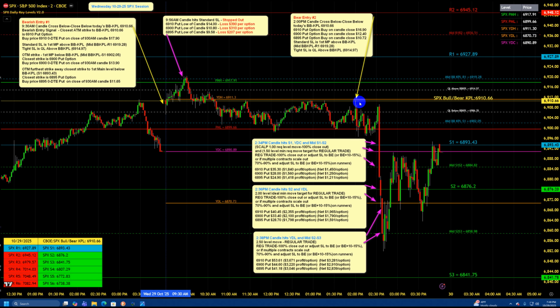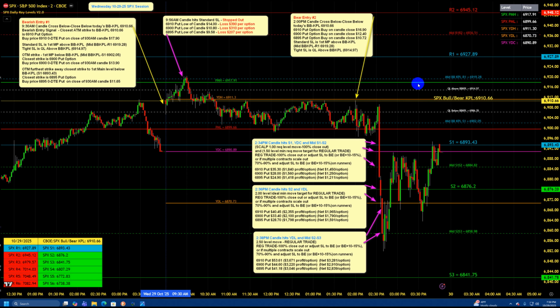So here on this 2 p.m. candle, we pushed up, same as here, and backed off, and it closed below. So that's your bearish entry signal. So this is bear entry 2. Now on this, remember, this is the same level, bull bear KPL level, bearish entry. It's going to be the same stop losses as we used back here, standard and tight.